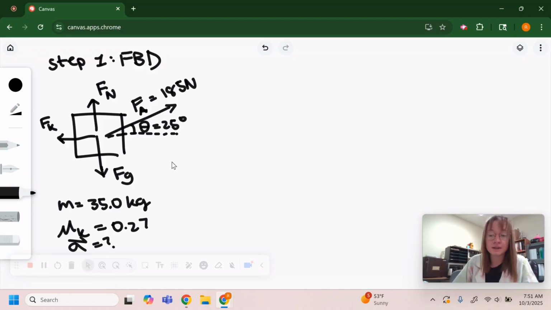Oh gosh, sorry, we need to define our axes first. I'm going to say that up is positive y, and I'm going to say that to the right is positive x.